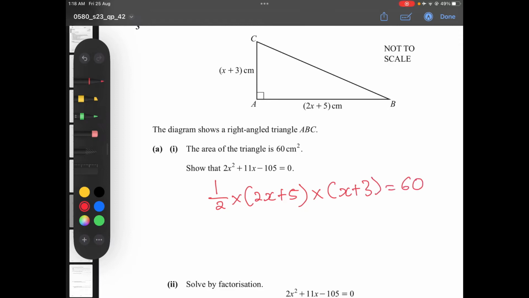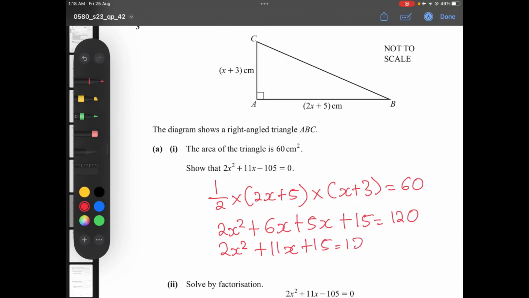Now if you multiply this, 2x times x is 2x squared, plus 6x plus 5x plus 15, and I'm taking the half to the other side to make the calculations easier. So 60 times 2 is going to be 120. Now 2x squared plus 11x plus 15 equals 120, and if you simplify further, we bring the 120 to this side, subtracting it. 15 minus 120 is going to be negative 105. Hence we get this answer.